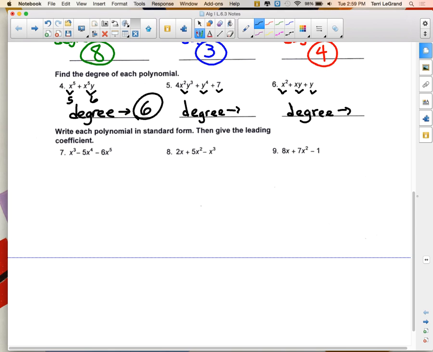Okay, starting with number 5, the monomial term 4x squared y cubed, what's its degree? 5. The next monomial term, y to the 4th power, what's its degree? 4. And the last monomial term of that polynomial, what's its degree?